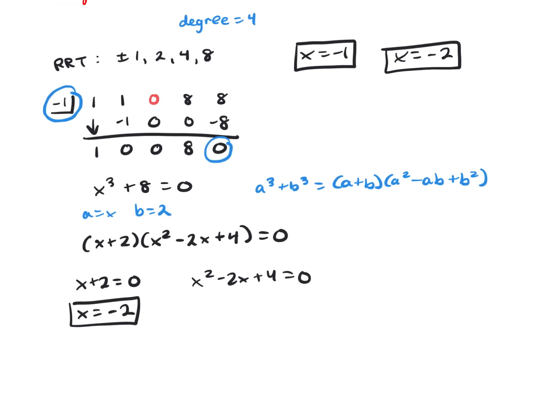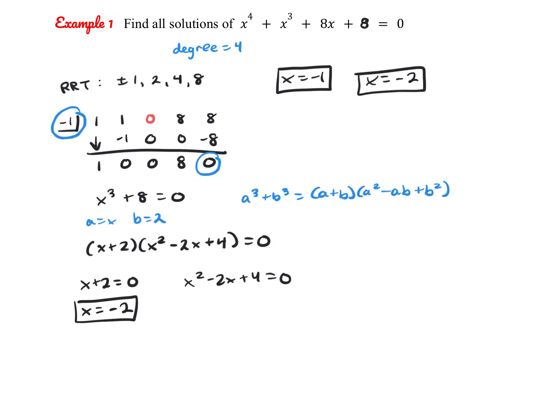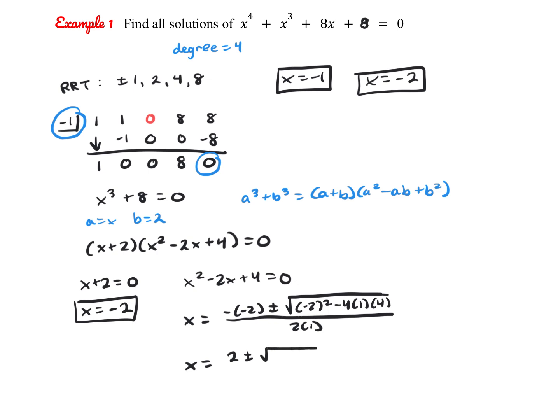So the remaining quadratic here, you can try to factor it, but it's not factorable. So we have to do something else. For this one, we should use the quadratic formula. So x equals negative b plus or minus the square root of b squared minus 4 times a times c, all over 2 times a. So let's simplify that out. Positive 2 plus or minus the square root of 4 minus 16, all over 2.